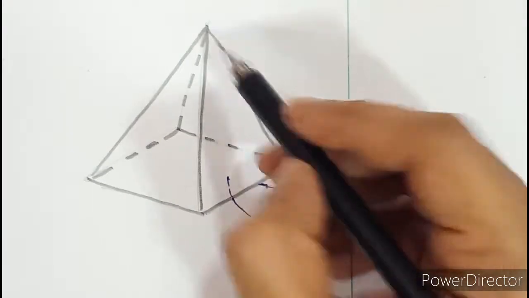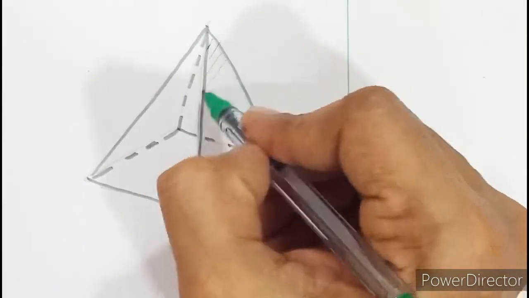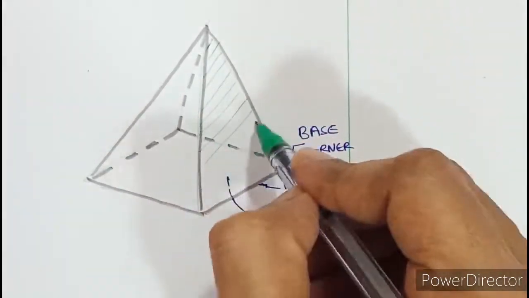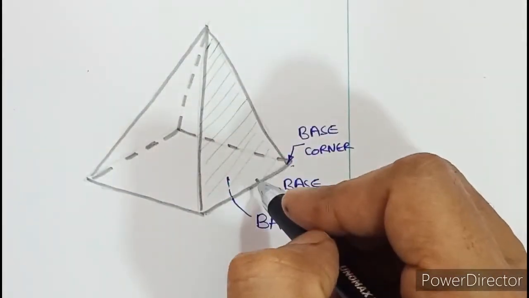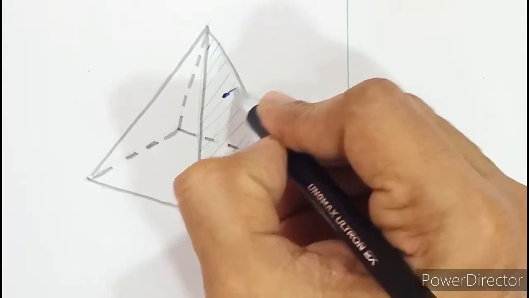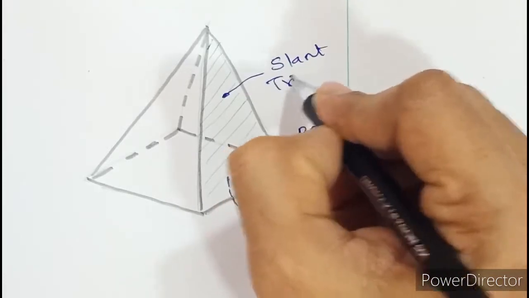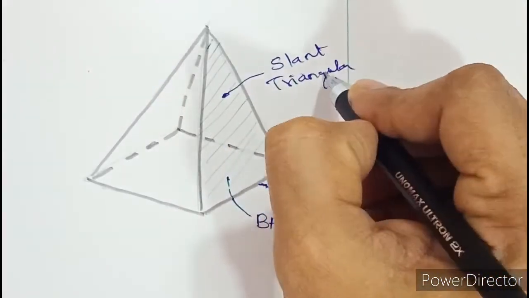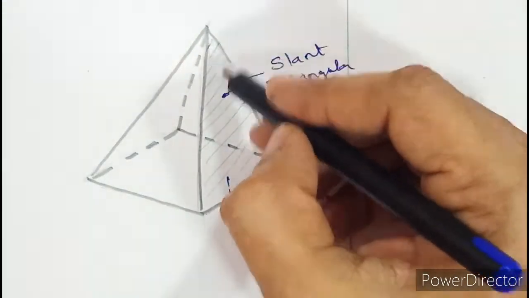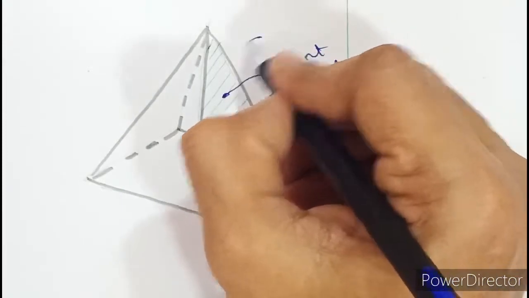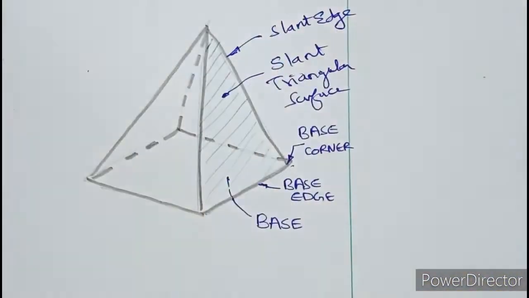Then over here you can see a triangular type of surface. If I shade this portion, you can see a triangular surface, isn't it? If you look thoroughly, this triangle is not vertical, it is slightly slanting. So this surface is called a slant triangular surface. Learn it by heart right now: slant triangular surface. Then there is a line, an edge, and this edge is slanting again, so it is called a slant edge. Various terms you have to learn by heart thoroughly.